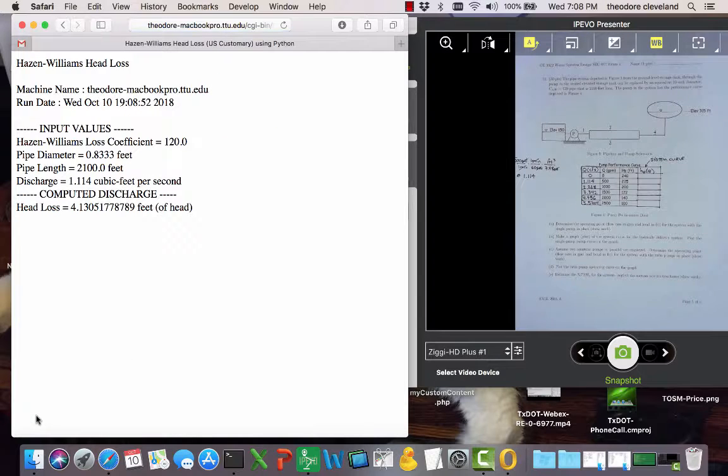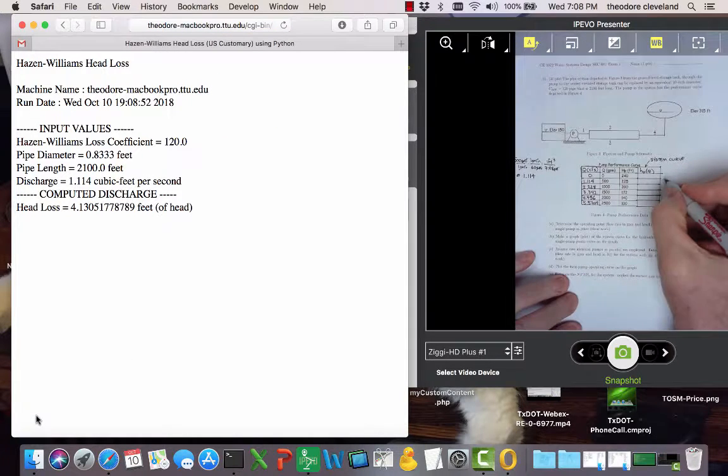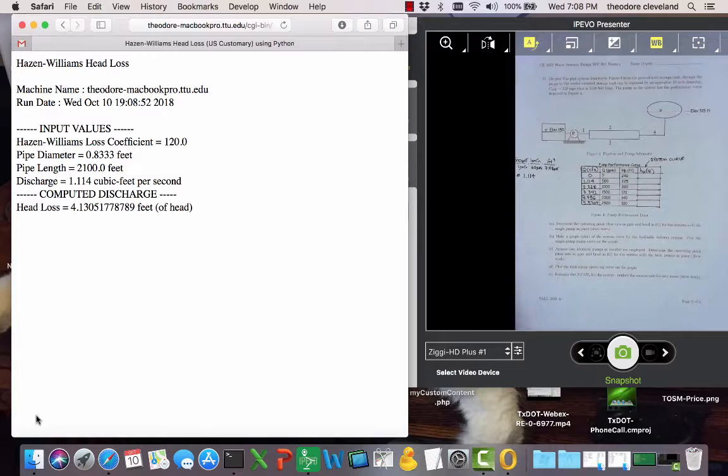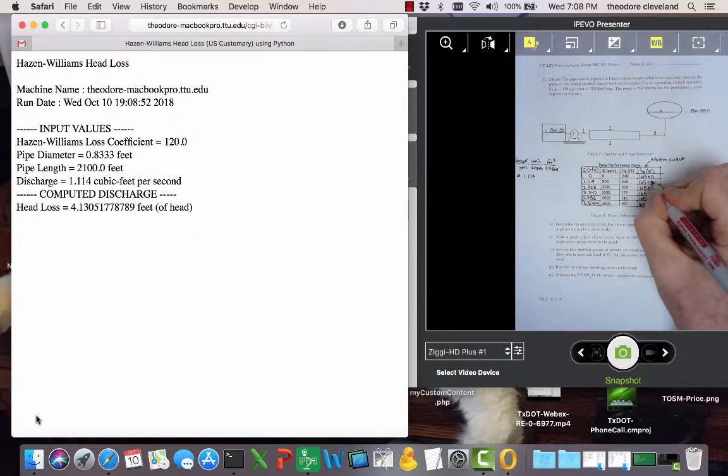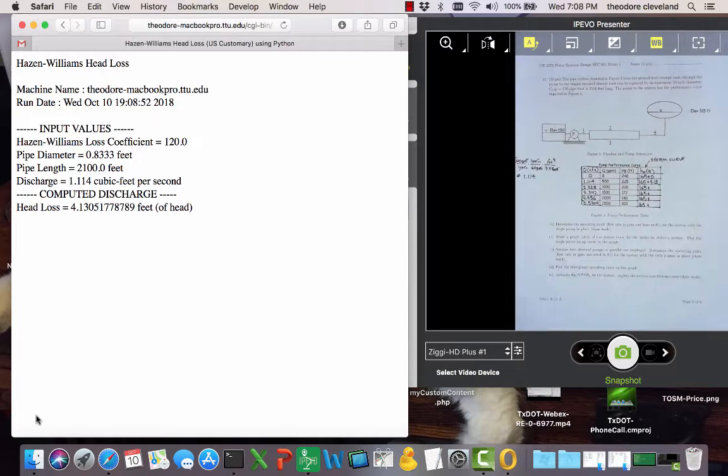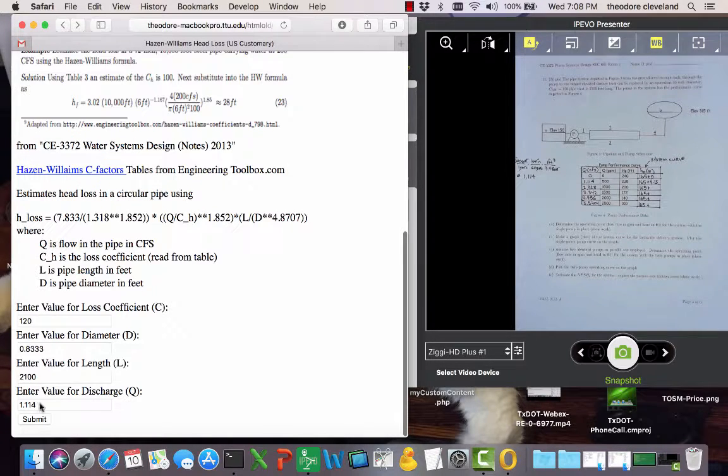So let me put the shutoff. It's 165. These are all going to have 165. And then we'll just add those different head losses. First is 4.13. We'll go back. We'll change the flow rate to 2.228. Rerun the program, 14.91.